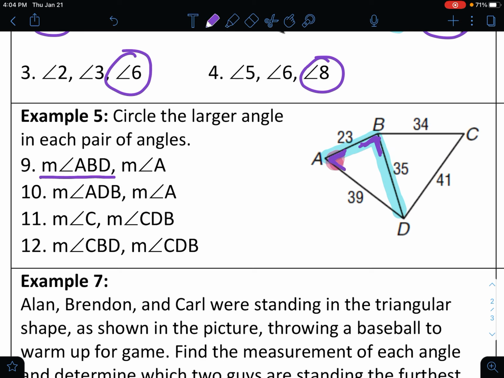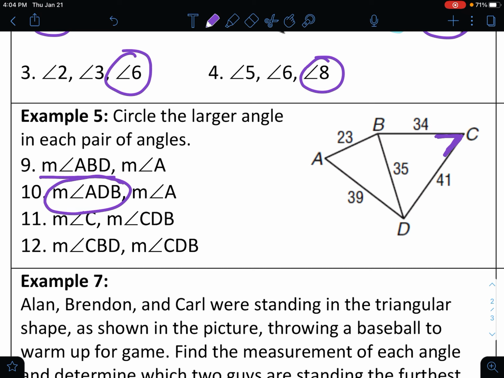All right, so which one is greater? Well, let's see. A is across from 35, so I'm going to put 35 here. And then B is across from 39, so I'm going to put 39 here. Which one is greater, y'all? 39 is greater than 35, so that's going to be the larger angle. Okie doke. Let's erase that and go on to the next.